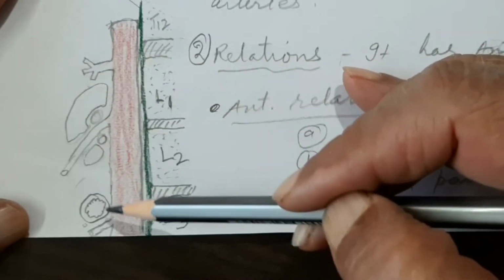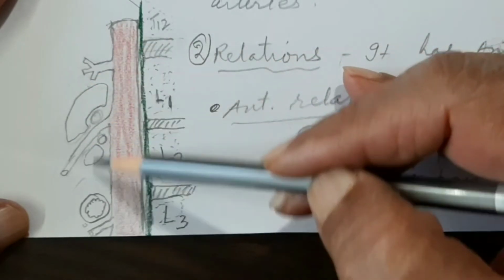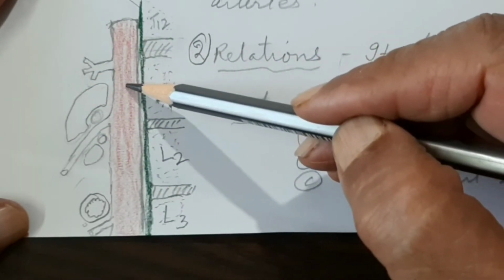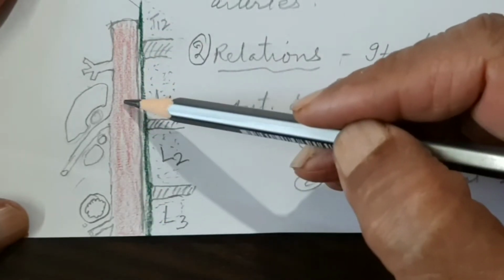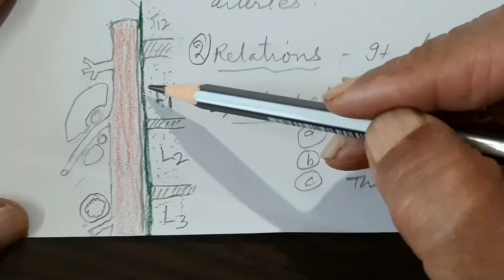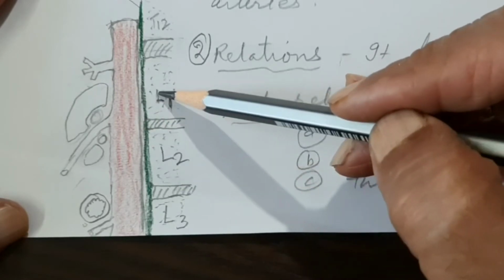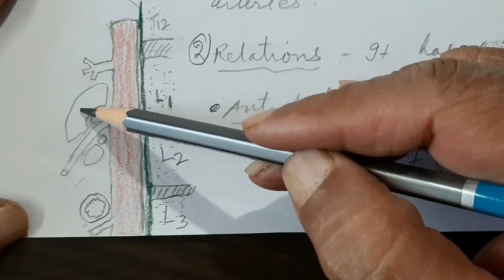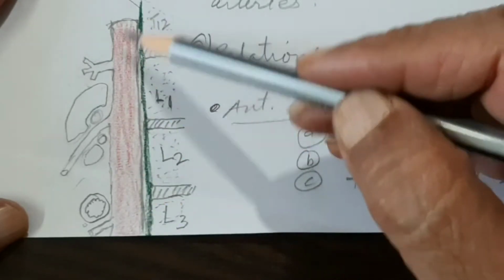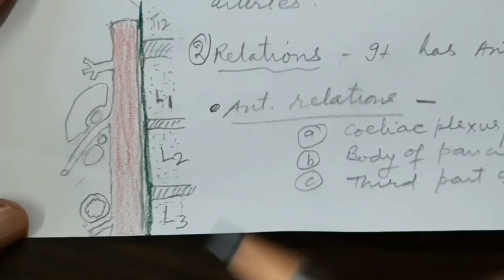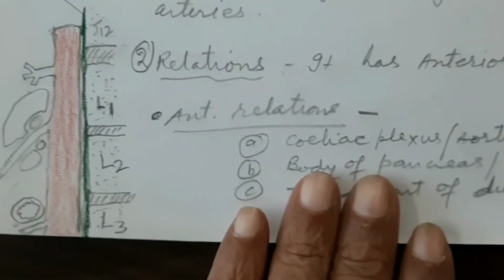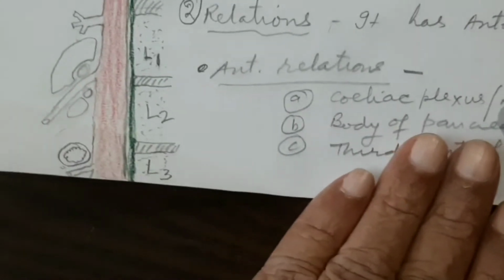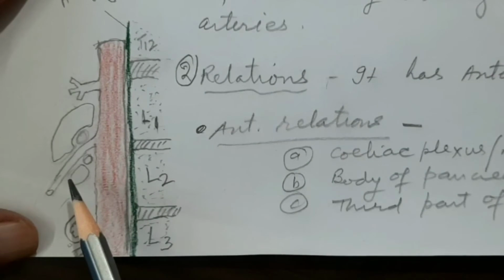And then these are the structures which lie anteriorly. So this is the abdominal aorta shown in the sagittal section, and thus this diagram we will use to learn the posterior relation and that of the anterior relation, because it is a sagittal section. Very simple diagram. Okay. Let us come to the anterior relation of the abdominal aorta.